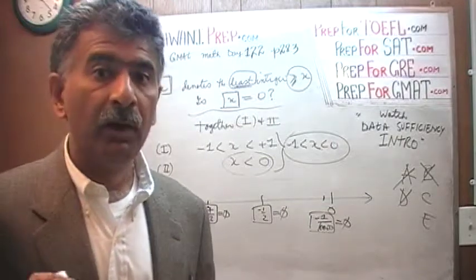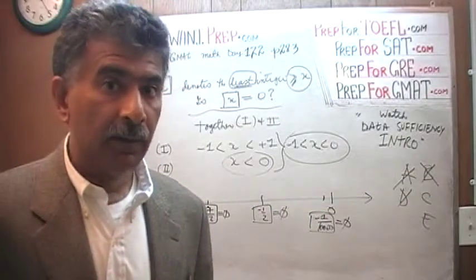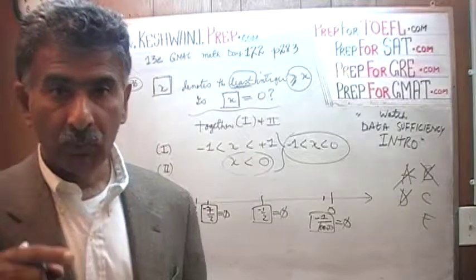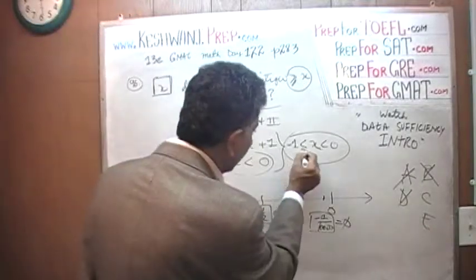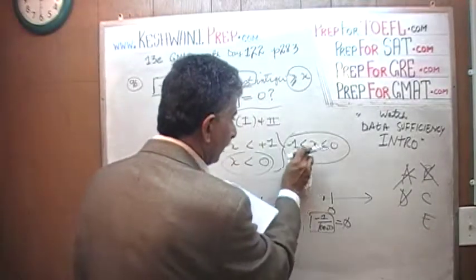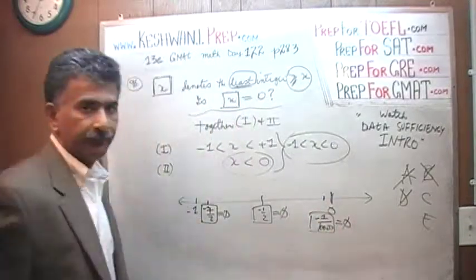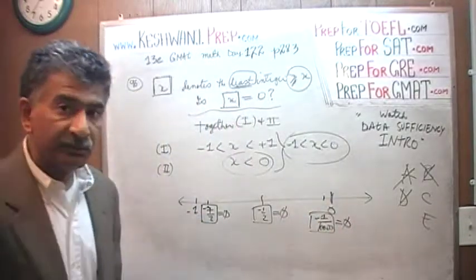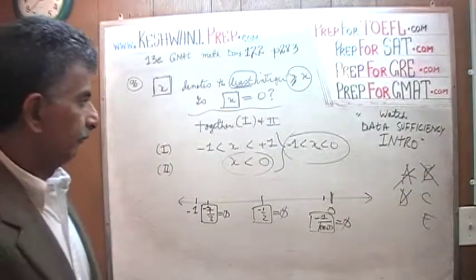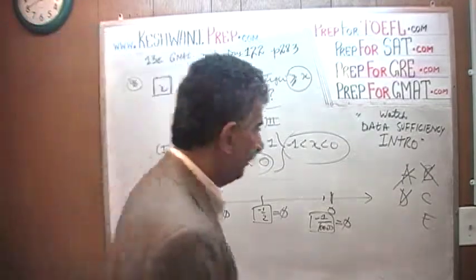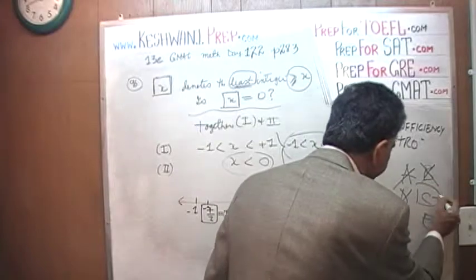Because we have to have a whole integer greater than or equal to the quantity in the box. And the quantity in the box cannot be equal to negative 1. It has to be more than that. Therefore, we will fall at 0. We will not go to negative 1. That's all. So putting the two statements together does do the job. The answer is C.